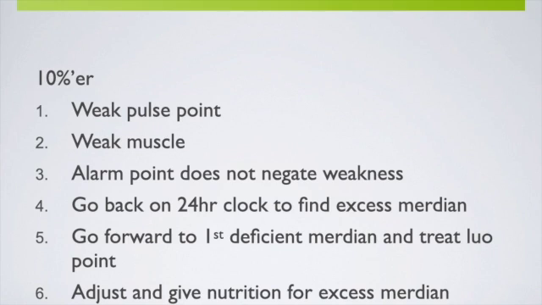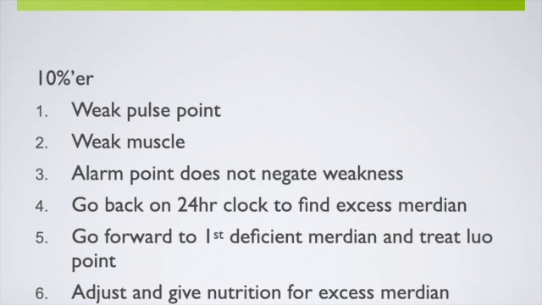Now, the 10%er is where you have a positive pulse point, you go to the muscle, and the muscle's weak, say the pectoralis major sternal is weak, but it doesn't strengthen to liver 14, which is the alarm point. It doesn't strengthen to its own alarm point. So then you back up on the 24-hour clock cycle and you look.